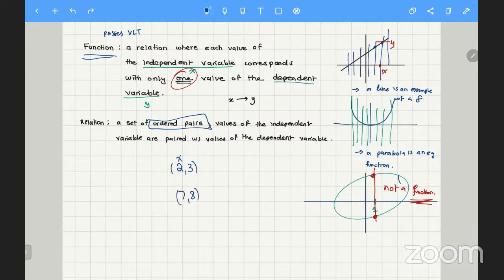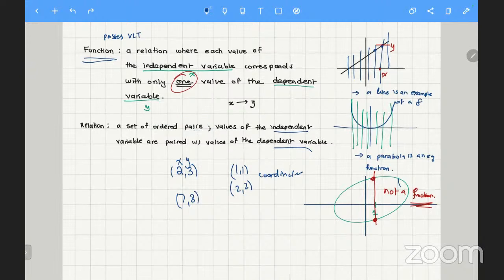Okay. An ordered pair is just any coordinate, like 2, 3, or 7, 8. We have some x, we have some y. It's a pair of numbers. That's an ordered pair. Like for a line, we can have 1, 1, or 2, 2. Any coordinate, yeah. Now, values of the independent variable x are paired with values of the dependent variable. If you just read the rest of the sentence, you would have known what an ordered pair is. Anyways, moving on.